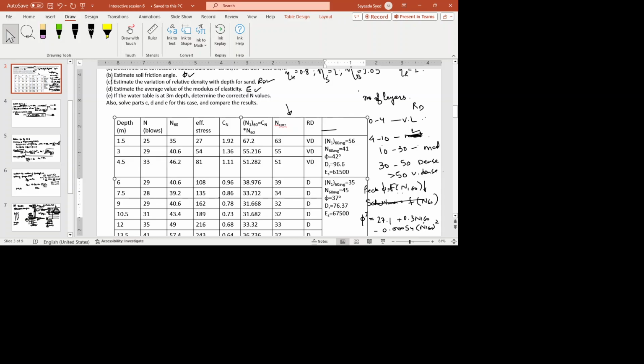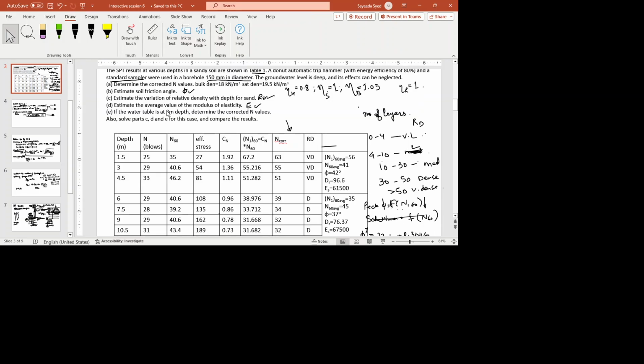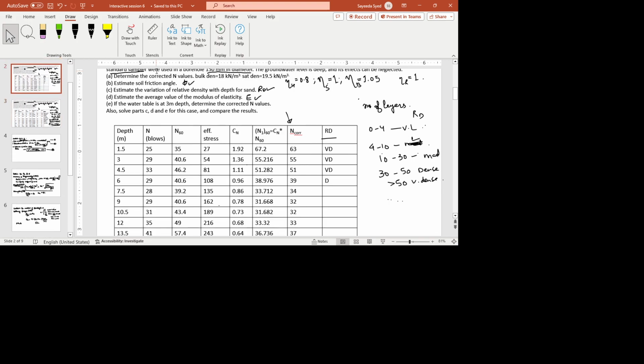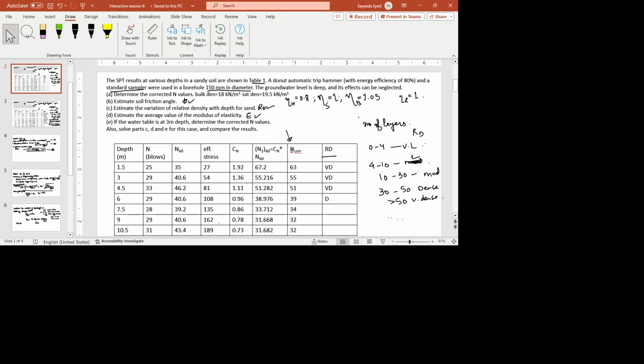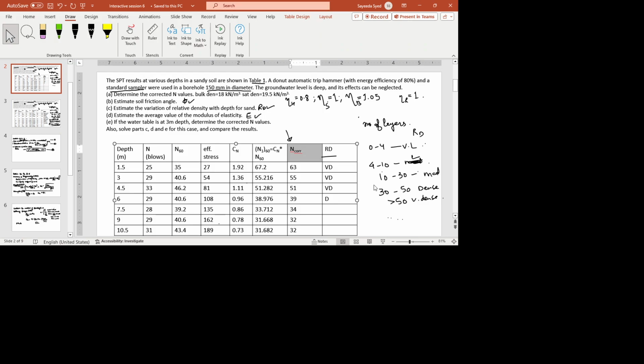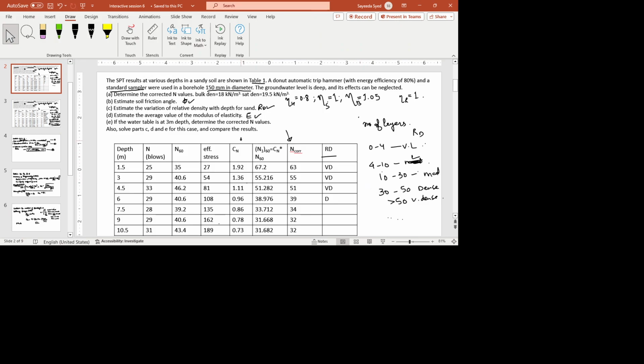So this is the first four parts of these questions. Till now, we have talked about the corrections in the SPT test, the estimation of soil friction angle, the relative density, and the estimation of average value of modulus of elasticity. Now, in the fifth part, it is asking that if the water table is at 30 meter, determine the corrected N values. So there are two things that will change now.